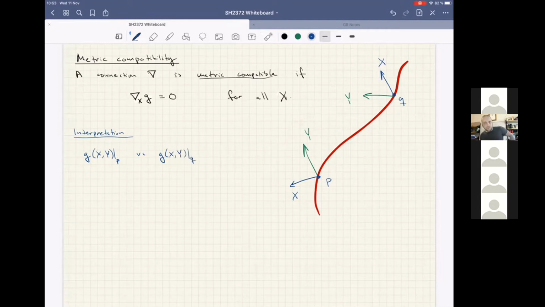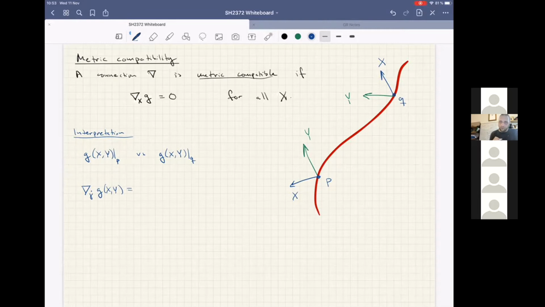So essentially, we're going to parallel transport everything here. And what we know is that this inner product here, it's a scalar. It's a scalar field. So we can take its derivative along the curve. So we take the derivative of this scalar field g(x,y) along the curve.